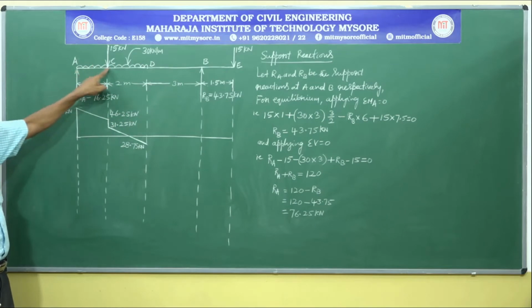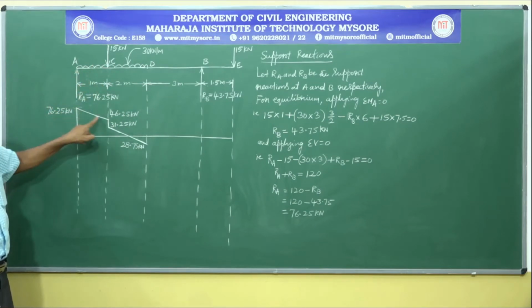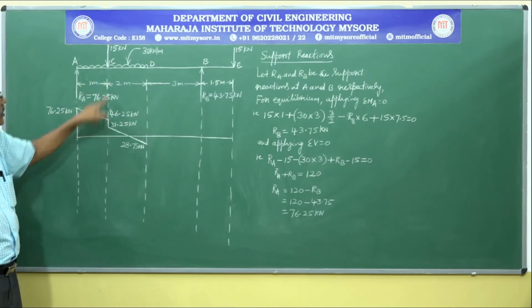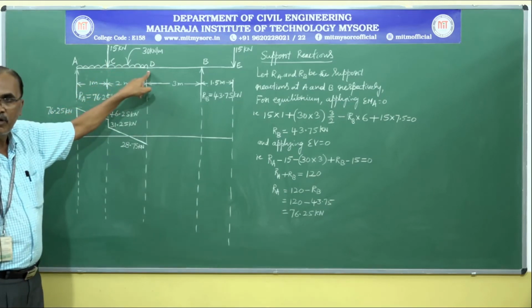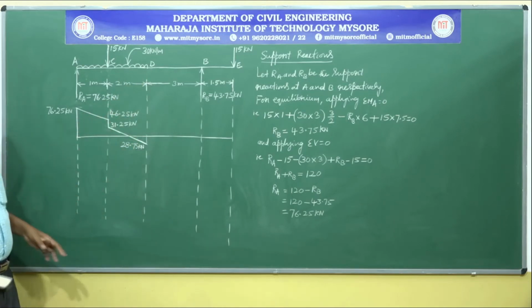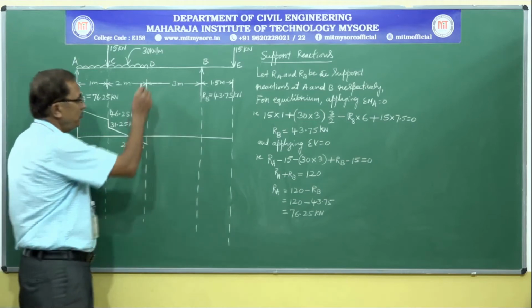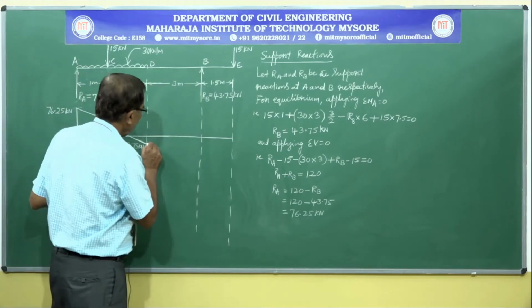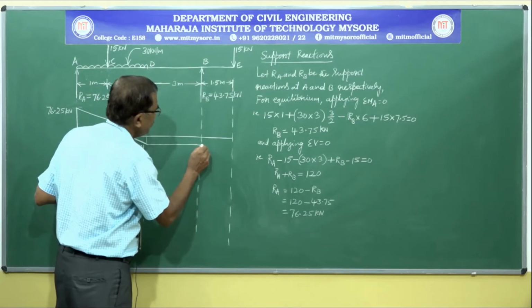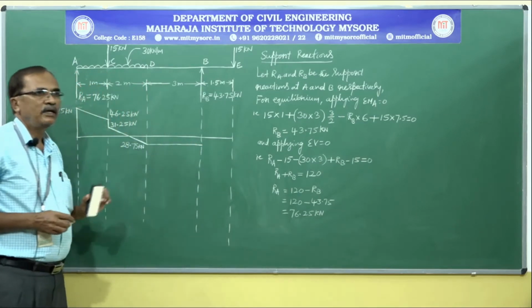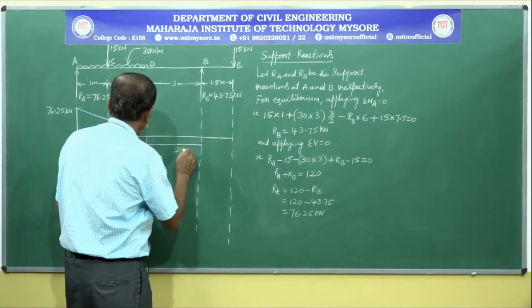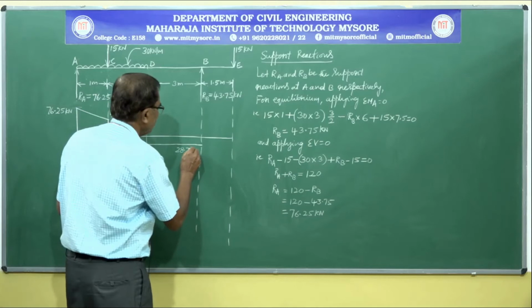You can see here between A and C, the variation is a linear or inclined line. At point C, there is a point load acting in the downward direction. Between C and D, uniformly distributed load, again it's a linear line. After reaching point D, between D and B, there is a no loading condition. For the no loading condition, the variation of the shear force diagram is a horizontal line. So here also it is 28.75 kilonewton.